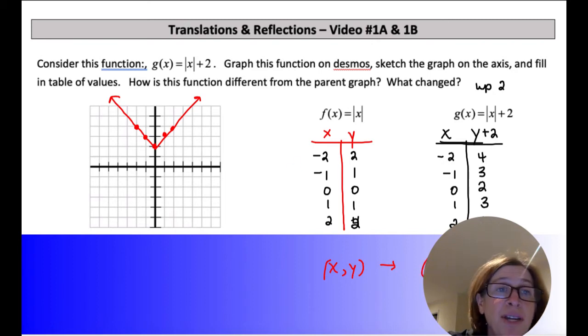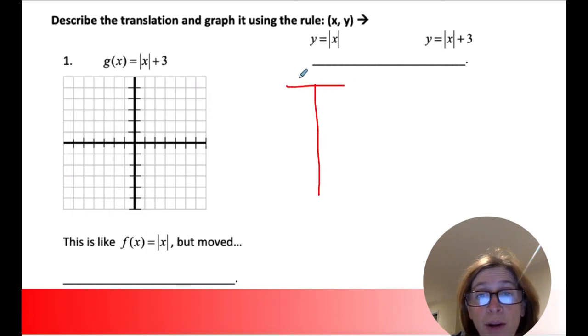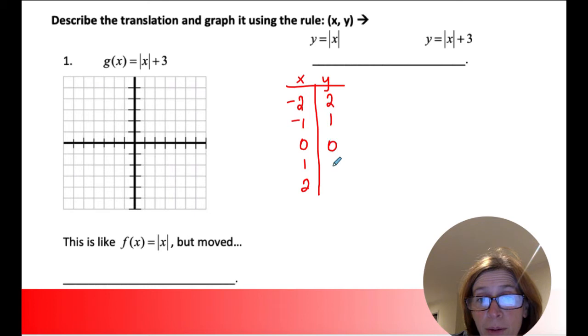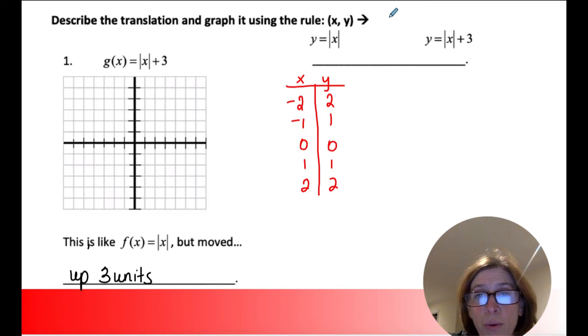All right, let's try another one. So here we've got the absolute value of x plus 3. So the parent graph, f of x equals the absolute value of x. We plot our points. They're always going to be the ones that we thought were the most convenient. -2, -1, 0, 1, 2, and we're going to get 2, 1, 0, 1, 2. All right, so if we apply a rule here, this one's moving up 3 units. So all my y's are changing. So my rule would be x, comma, y plus 3.